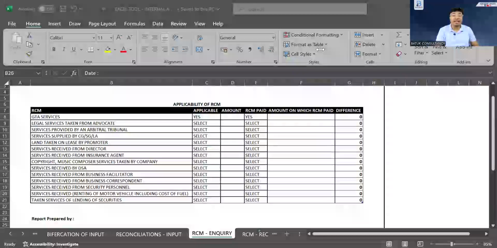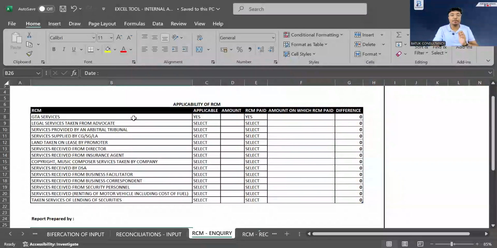For that purpose, we have the reverse charge mechanism. First of all, if you find any GTA services, that is transportation expenditure, you just need to check whether RCM is applicable or not. If yes, then we put the amount which is mentioned in your profit and loss account and the amount on which you have paid the RCM, so that if there is any difference, it will show automatically. If no difference is there, it means okay, perfect.